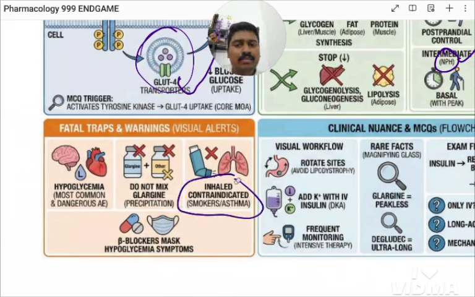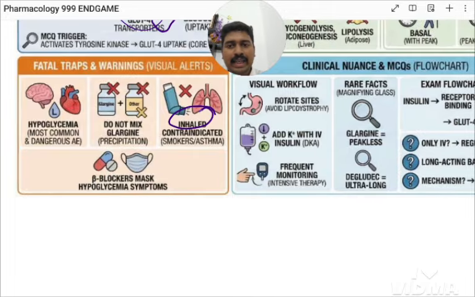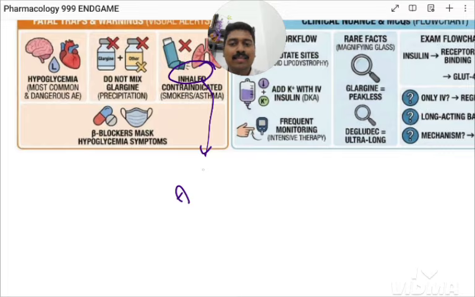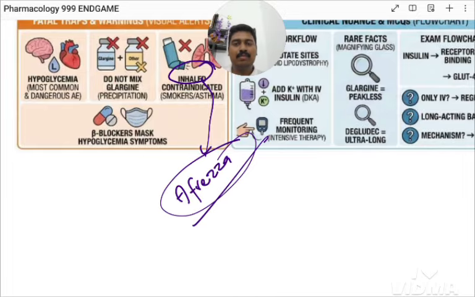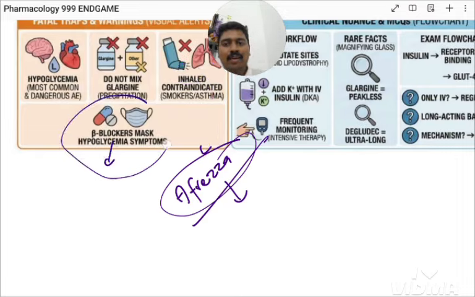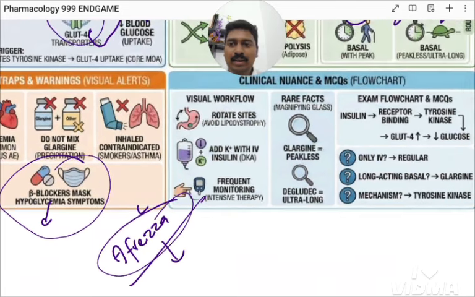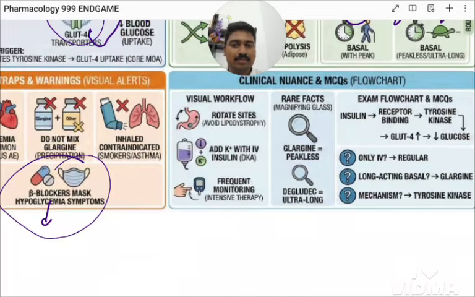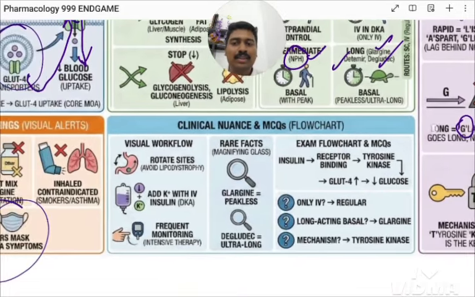Next, inhaled insulin. There is actually a new insulin which has come, which can be taken through the inhaled route. It is known as Afrezza. Afrezza is the name of the formulation, and it is contraindicated in smokers and asthma because it can precipitate bronchoconstriction. And this important thing we have discussed in ANS also, that beta blockers mask hypoglycemia, that is the sympathetic symptoms. That's why beta blockers should be given with caution, with prior notice to the patient that you can have hypoglycemia and still your symptoms can be masked.